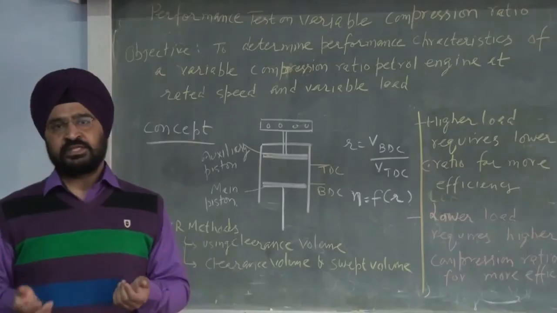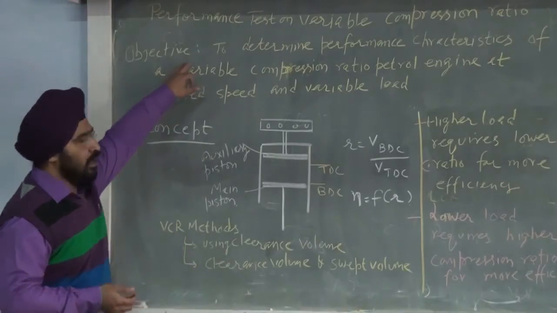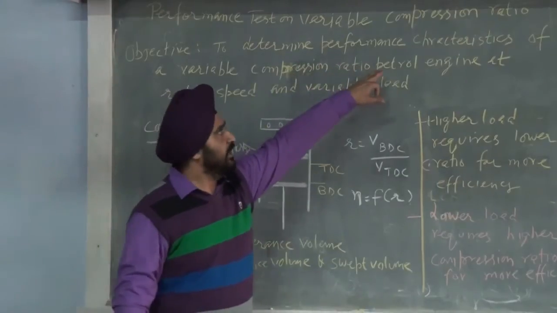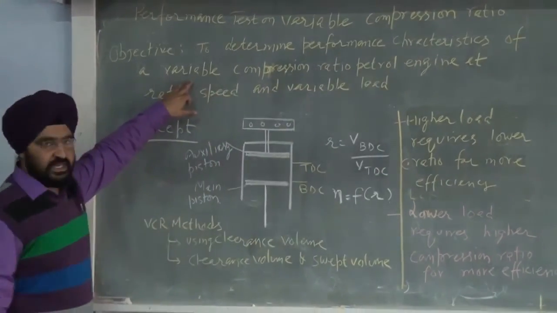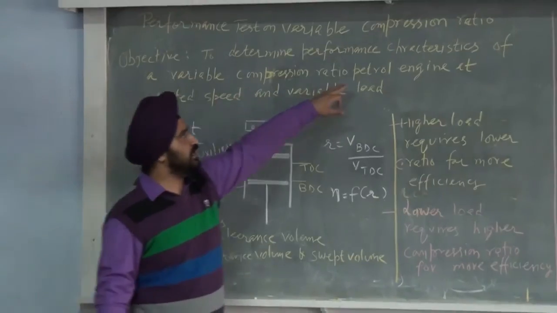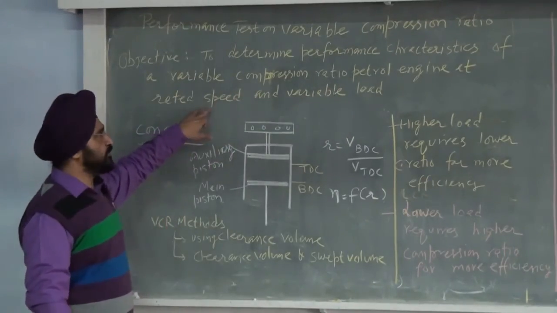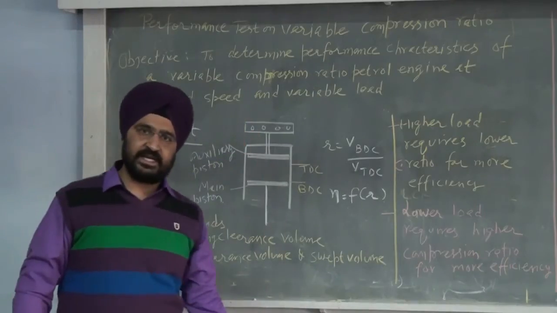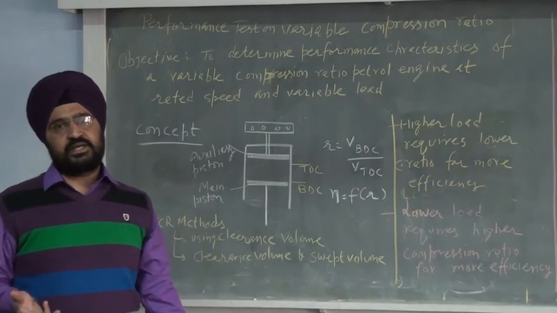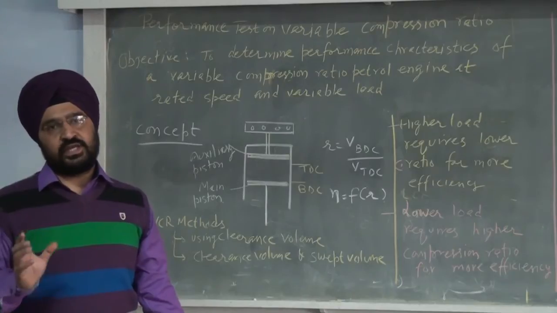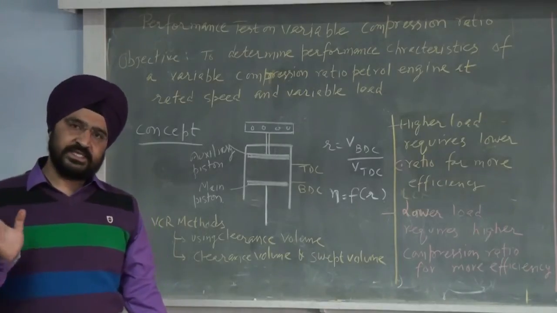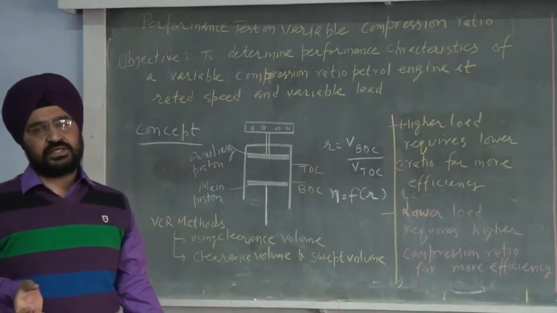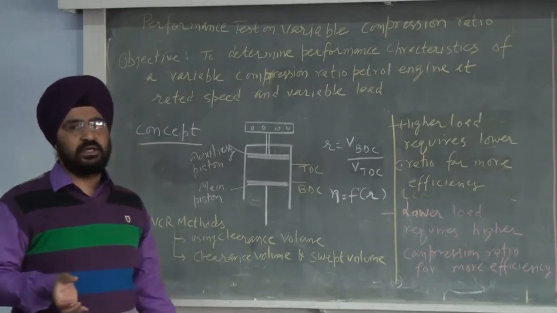So what is the aim of the experiment? The aim of the experiment is to determine the performance characteristics of a variable compression ratio petrol engine at a rated speed and a variable load. So since it is a variable compression engine, we will vary the compression ratio and we will vary the load.